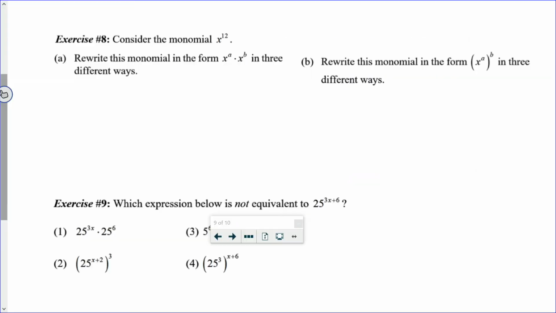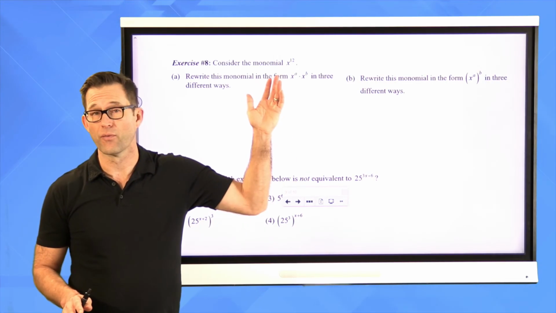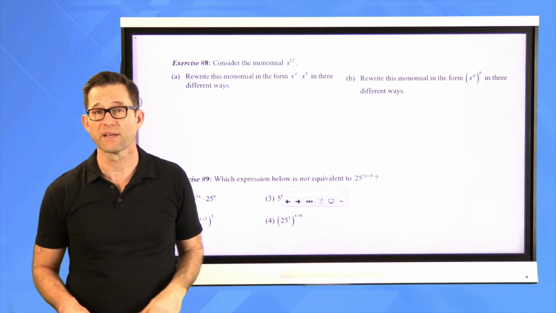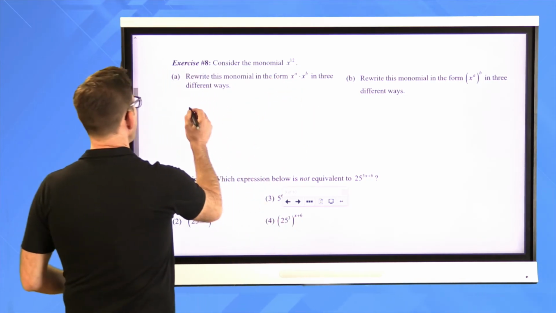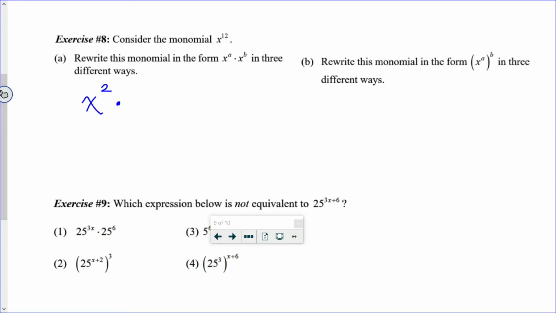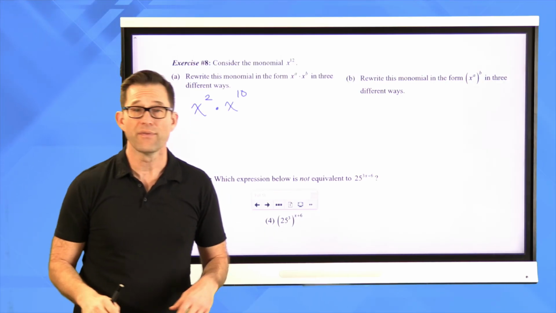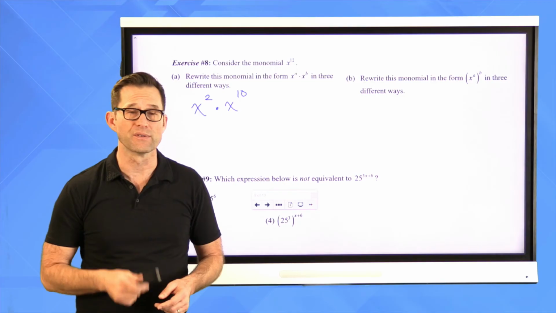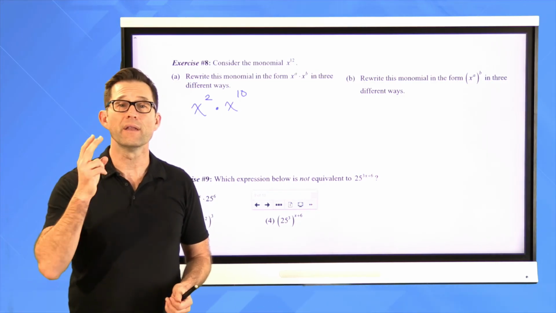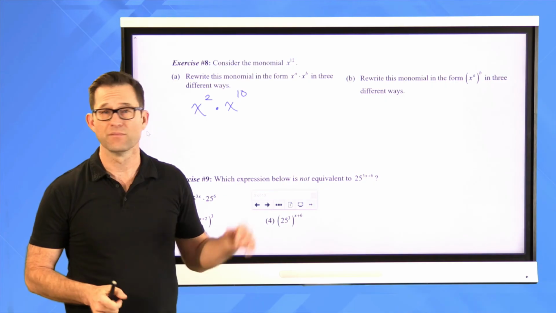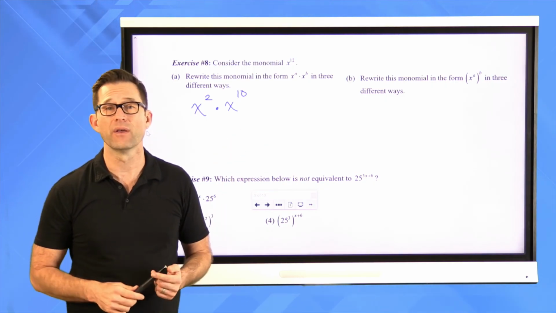Exercise number 8. Consider the monomial x to the 12th. Rewrite this monomial in the form of x to the a times x to the b in 3 different ways. Well, to be honest, there's an infinite number of ways to rewrite this in terms of x to the a times x to the b, but here's one for you. How about x to the 2nd times x to the 10th? Right? If I had x to the 2nd times x to the 10th, that would be x to the 12th, because I would add the two exponents. 2 plus 10 is 12. See if you can write it in 2 more additional ways as x to the a times x to the b. Pause the video now.